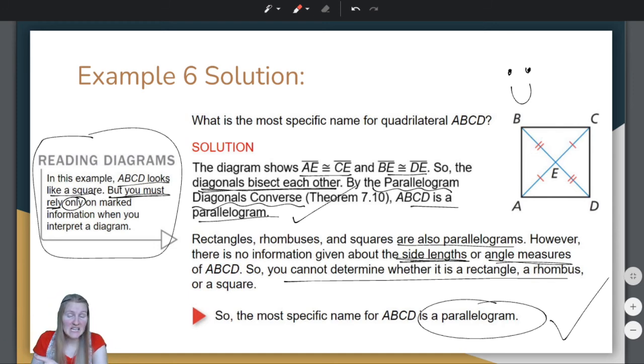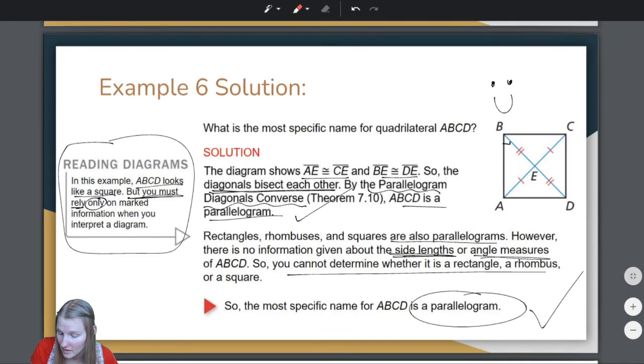It tells me that the diagonals bisect each other. I don't have any marks on the sides that tell me they're congruent. I don't. So I can't say anything. If there's no markings, I can't put anything there that's not there. I can't put a right angle there if there's no right angle there.